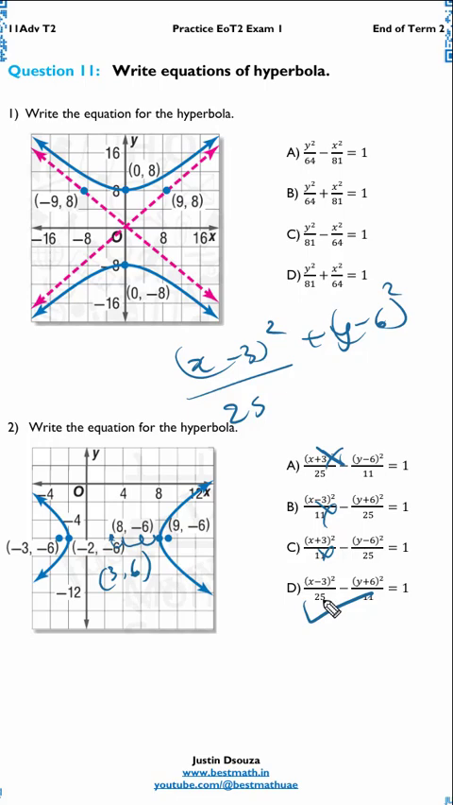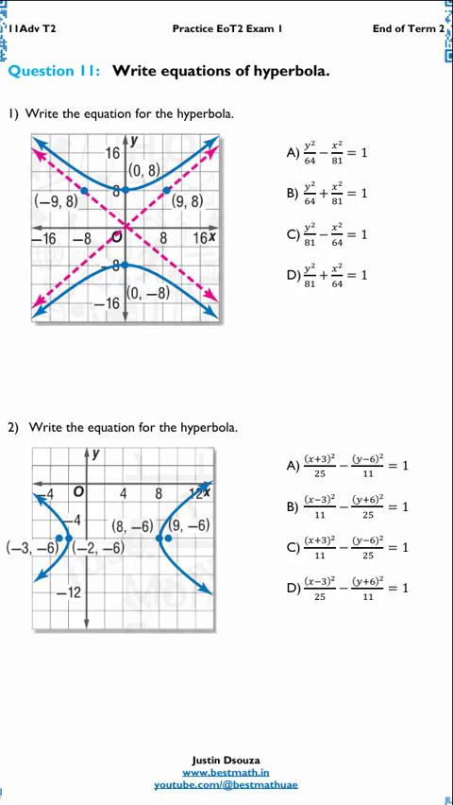Let's check. X minus 3 the whole square by 25. Here also we have. Now here I made a mistake. It's minus, isn't it? Why? Because it's down. So minus and minus will become plus here. So this is correct. Option D is the correct answer. Please be careful when you're writing the standard form. If you had minus, see, this is minus 6. It'll be plus y plus 6.